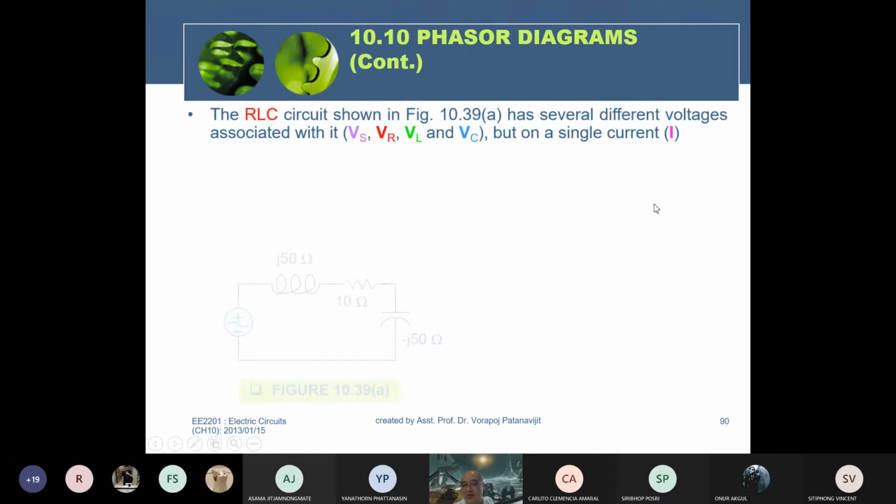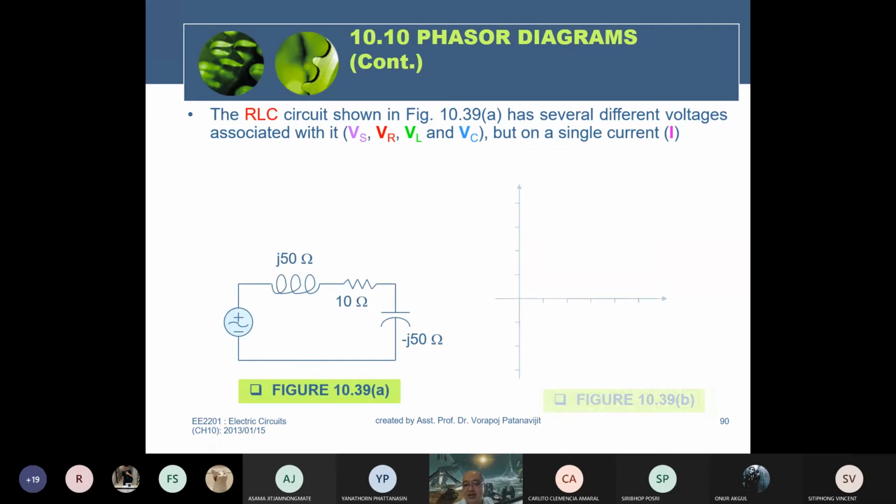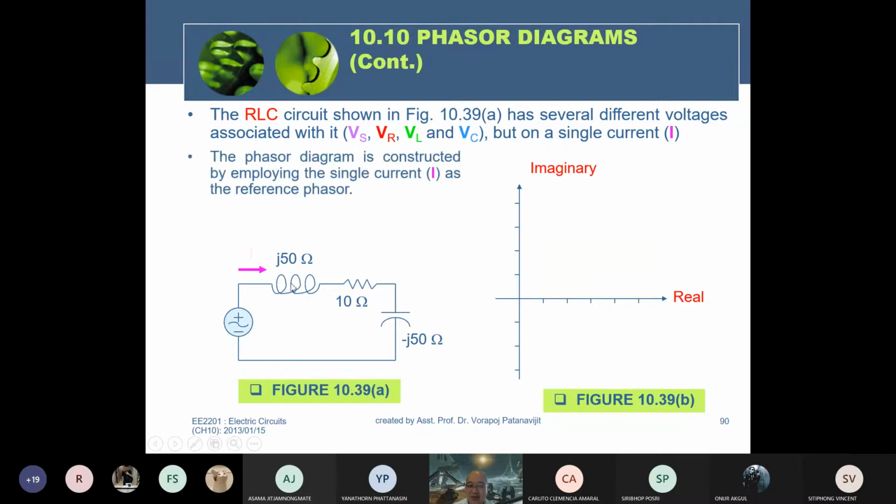Now, in a real case, what about the phasor form? The RLC circuit shown in this figure, figure 10.9, has several different voltages associated with it: VS, VR, VL, and VC. VL is the voltage across the inductor, VR is the voltage across the resistor, VC is the voltage across the capacitor, and VS is abbreviated from the voltage source.